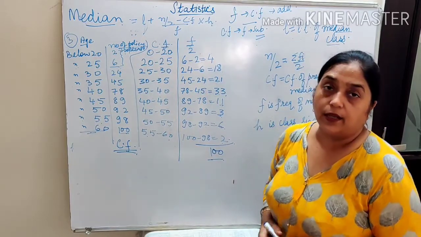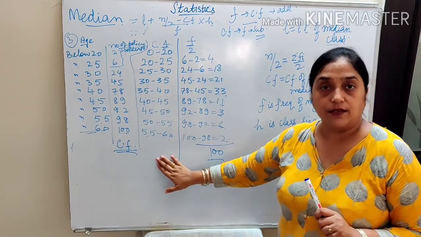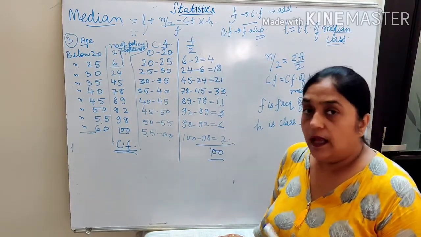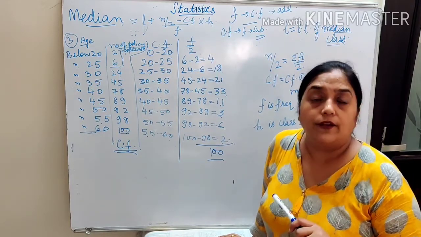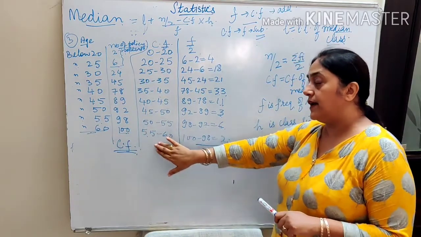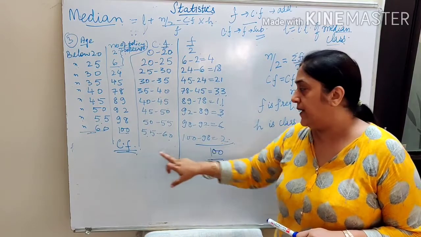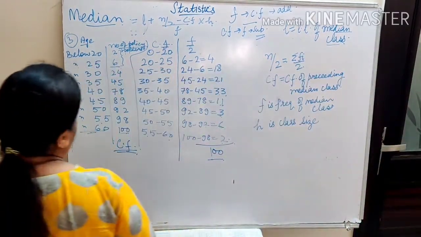Tomorrow I will be telling you how to convert a more than type data into the class interval. Please check it out. Today what we have done: a class interval being converted into the cumulative frequency table. Next, a below type data is converted into the class intervals, and hence cumulative frequency into the frequency. Now let us find out median.